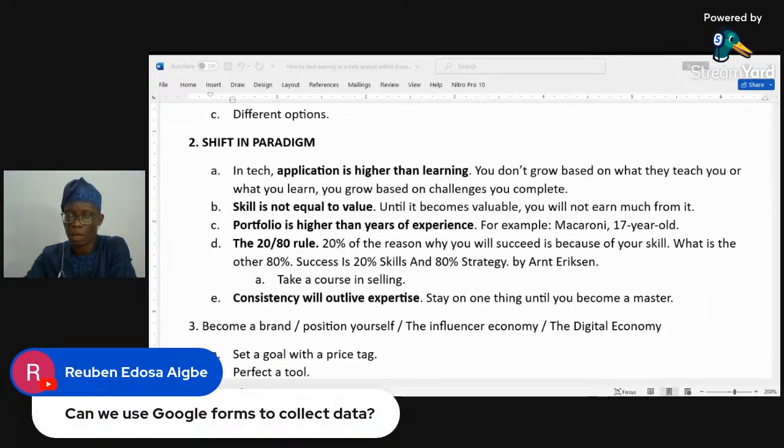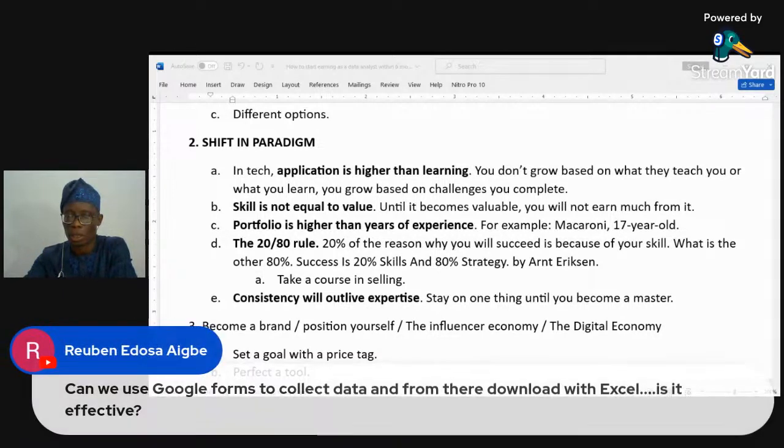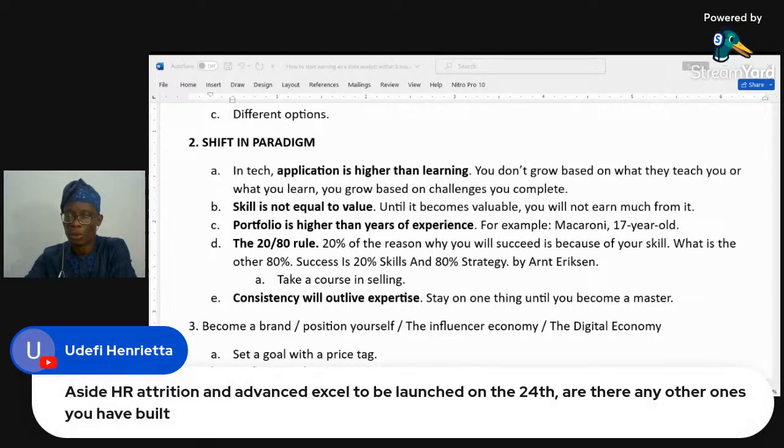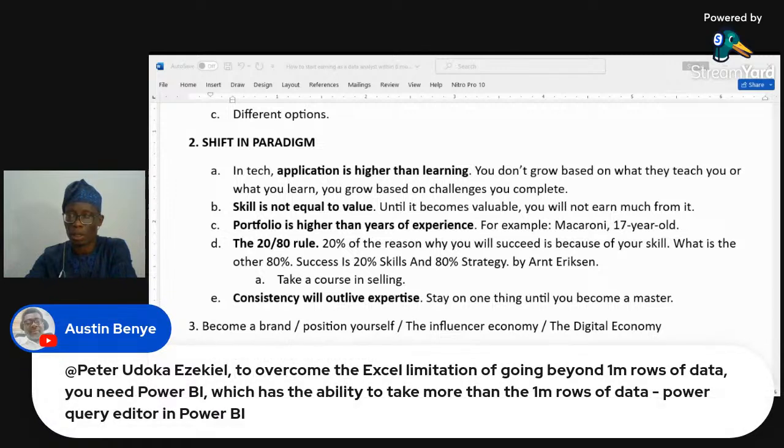Somebody said, can we use Google Forms to collect data? Yes, we can use Google Forms. Somebody asked, aside from the ones launched, are there other courses you have built? Yes. To overcome the Excel limitation of going beyond, you need Power BI.